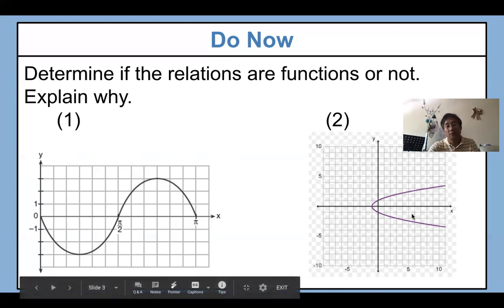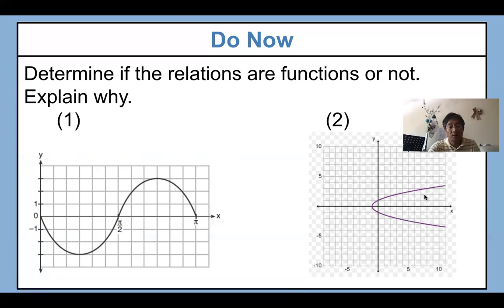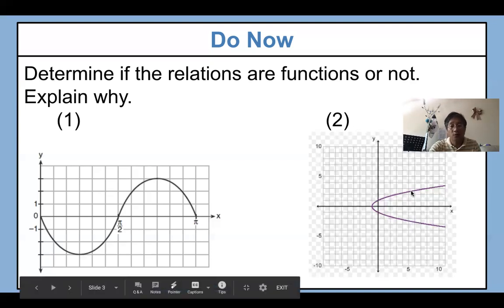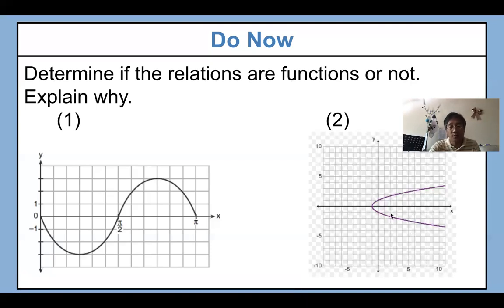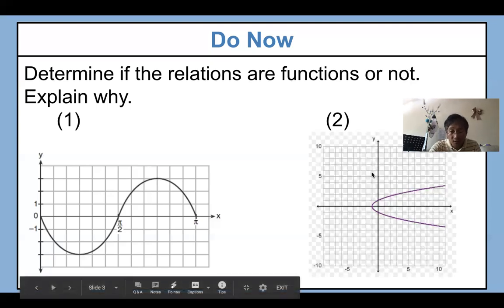But look at number 2. You draw a vertical line here. How many times does it touch? 1, 2. Then you don't need to look at other places. If you see anywhere it touches more than one time, 1, 2, here 1, 2, 1, 2. Here you touch only one time or 0 times, but it doesn't matter. This is not a function.